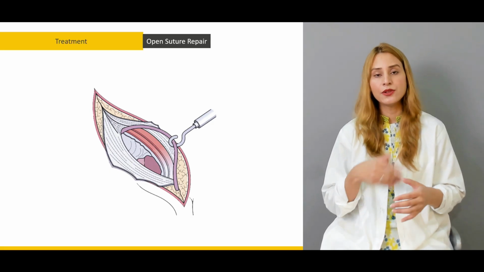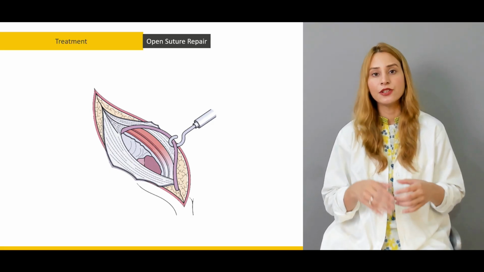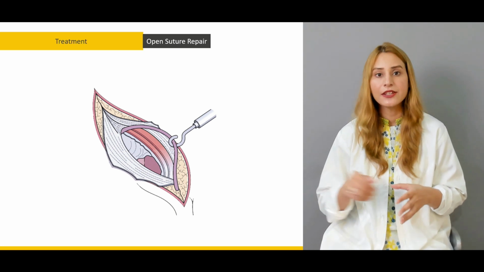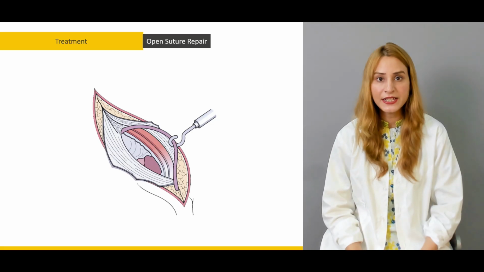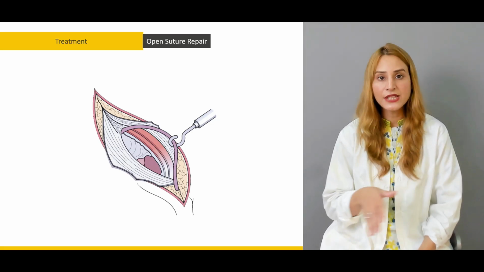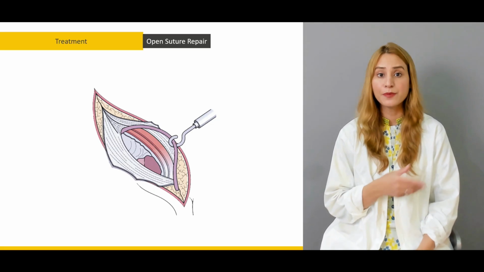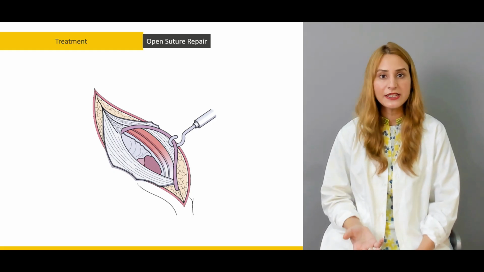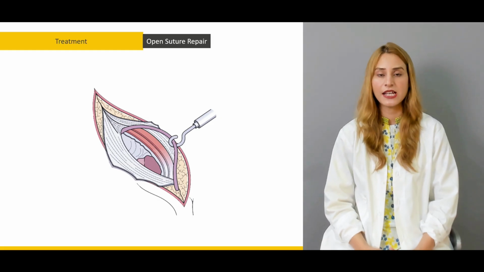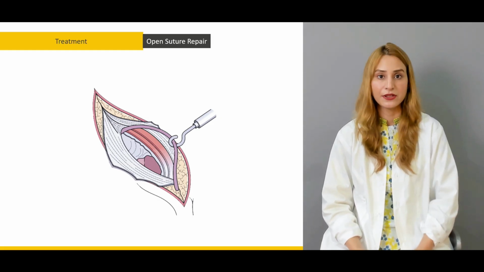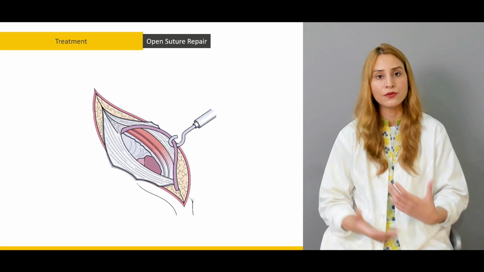In case of open suture repair, what you do is you give the incision, you open the wound, you go down from the skin, you cut the subcutaneous tissue, you give a nick in the external oblique aponeurosis, and then you go down into the internal oblique, you split the internal oblique, you split the transversus abdominis muscle, you go deep down into the fascia transversalis, and then you go down into the peritoneal cavity, and that's how you do it.